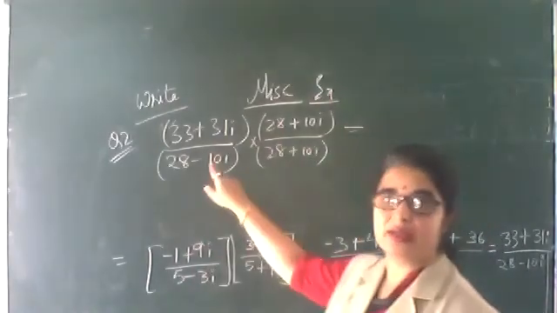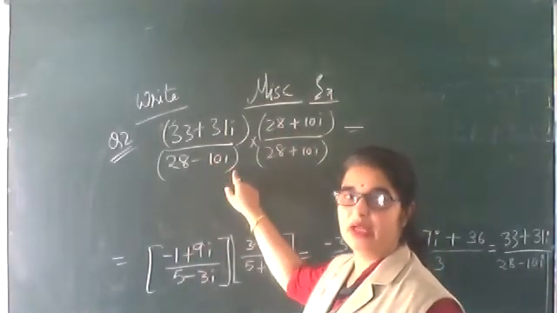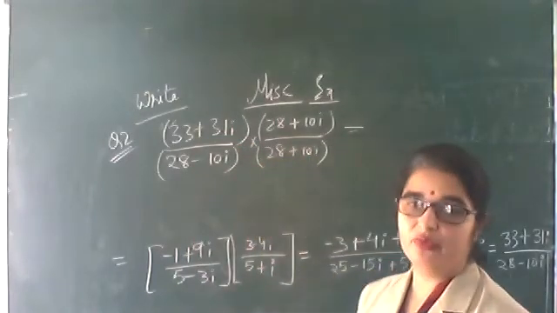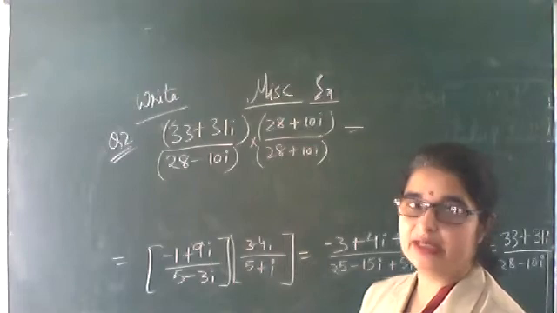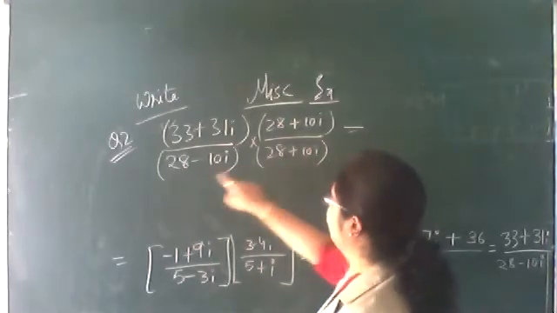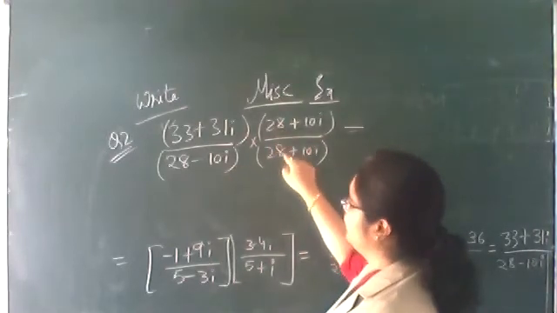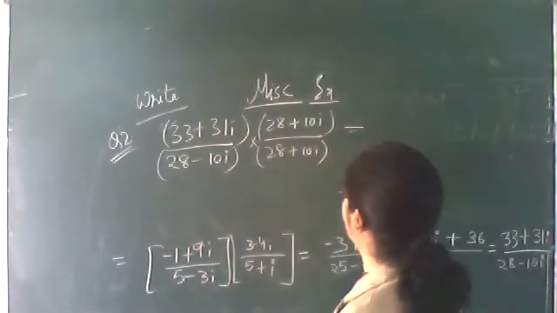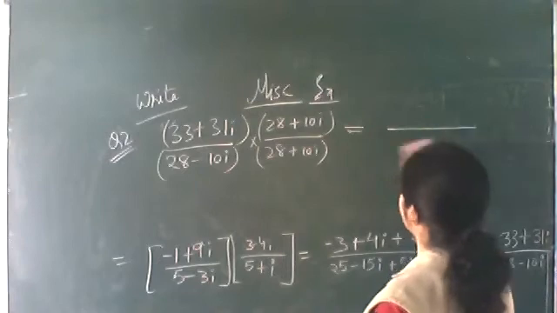This is not your standard form. In the denominator we are having iota, and in the denominator we cannot have iota. So what we have to do? We have to rationalize it. For rationalizing it, I have multiplied and divided by 28 plus 10i. Now just see the denominator: (a minus b) into (a plus b) is a square minus b square.